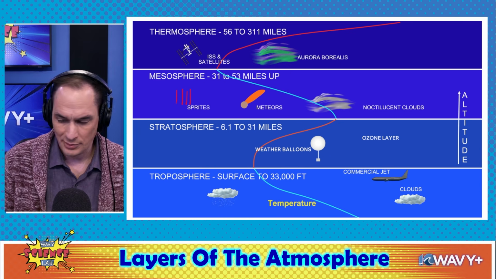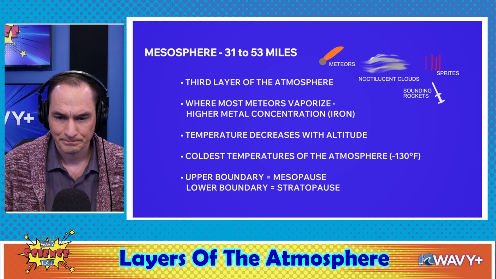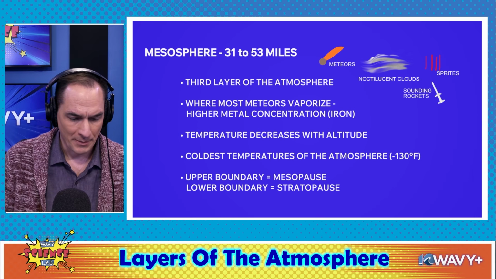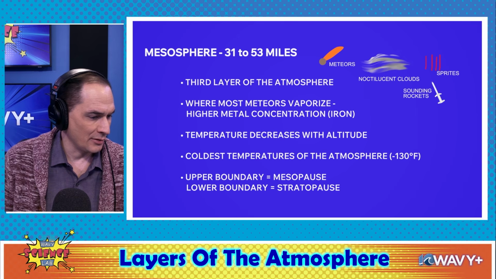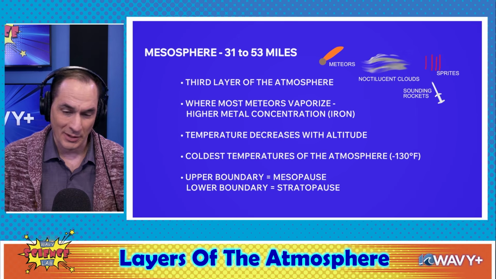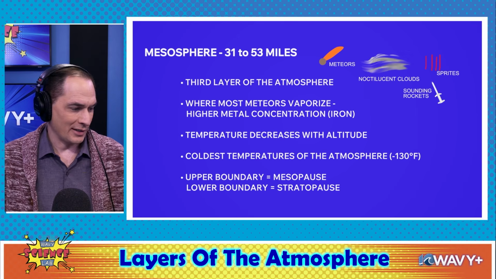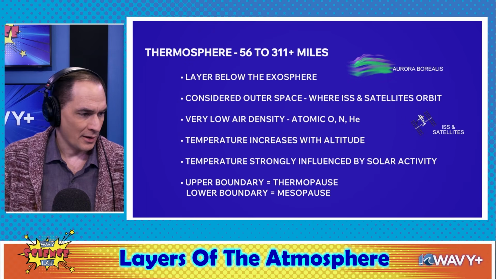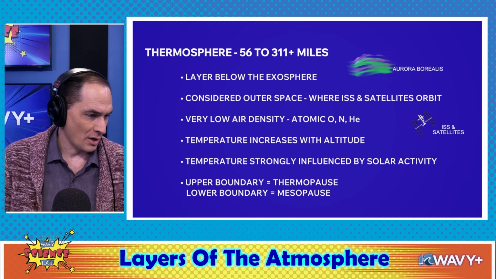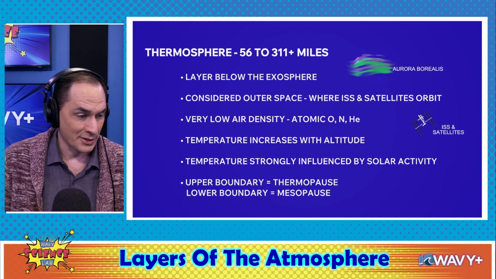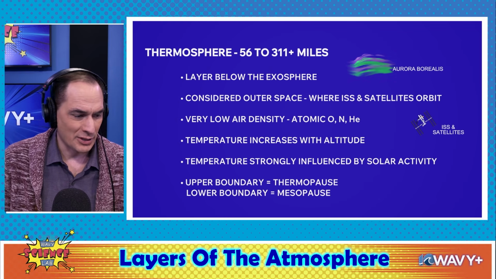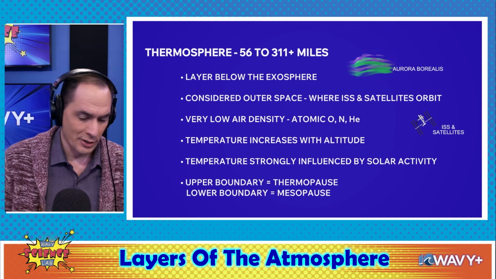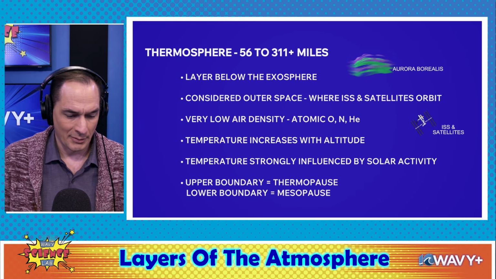All right, so the mesosphere, here's just kind of that summary again. Third layer of the atmosphere. And then above that is, of course, the mesopause, where the temperature starts changing again. And then you've got the thermosphere in the next layer. All right, so the thermosphere is 56 to 300 miles up, and it's the layer below the exosphere. Exosphere is about 440 miles up, but we're not going to talk about that too much.